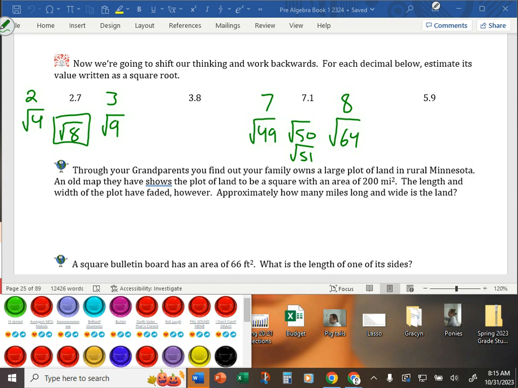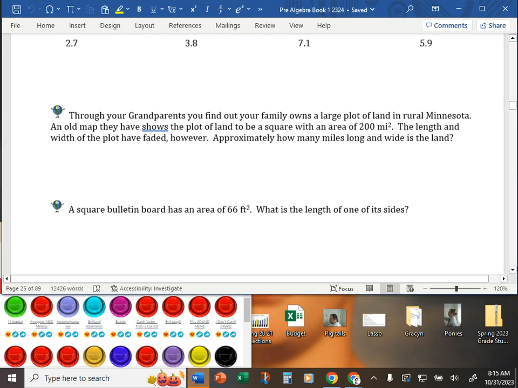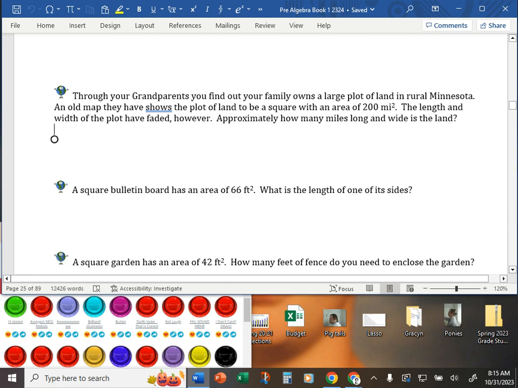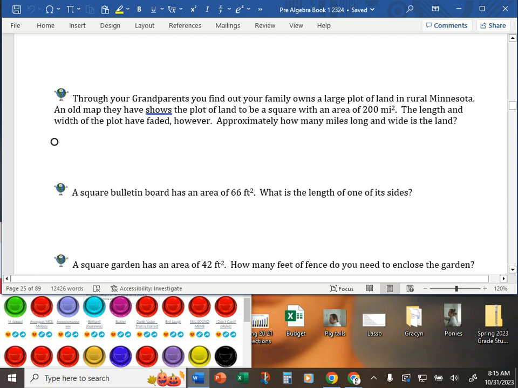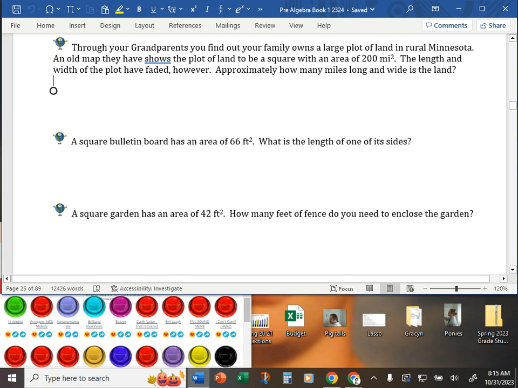Okay, so these other 2 are homework, right? You'll have time to work on it probably, but circle those, the 2 that we didn't do, 3.8 and 5.9. And then you've got some word problems here also. It says, your grandparents own a large plot of land in rural Minnesota. An old map they have shows the plot to be a square with an area of 200.